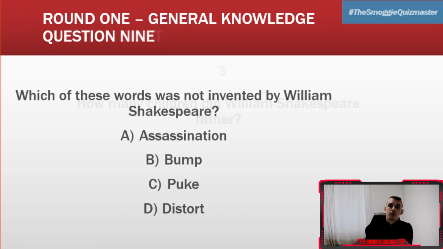And your penultimate question. Which of these words was not invented by William Shakespeare? It was distort. He did invent assassination, bump, and puke.